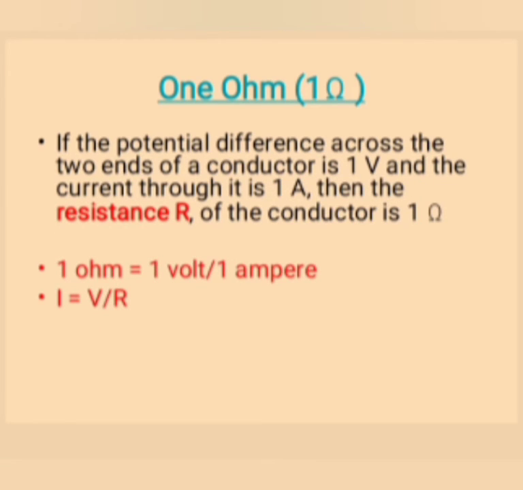Look at one more equation. I is equal to V divided by R. It says that the current through a resistor is inversely proportional to its resistance. That is, when the resistance increases, current decreases. If the resistance is doubled, the current gets halved.